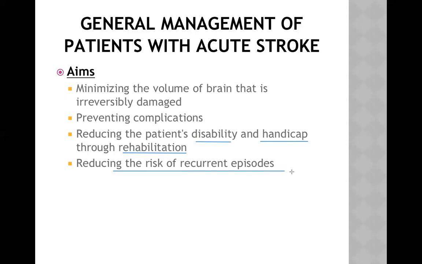Now, what does that mean? The risk factors of the strokes are still there. The person may still be a smoker. He may be a diabetic patient. He may be a hypertensive patient, hyperlipidemic patient, obese patient. So the future episodes of the stroke have to be minimized by treating those risk factors.